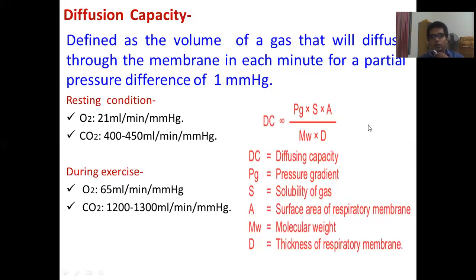Is it clear? So now here I have shown an equation. This DC means diffusion capacity, that is proportional to PG, the partial pressure gradient. So it is proportional to the pressure gradient. That means if the pressure gradient is more, diffusion capacity will be more. Then S for solubility. If the gas is more lipid soluble, the diffusion capacity will be more. And A for the surface area of the respiratory membrane. If the surface area increases, diffusion capacity also increases. So there is a proportional relationship.